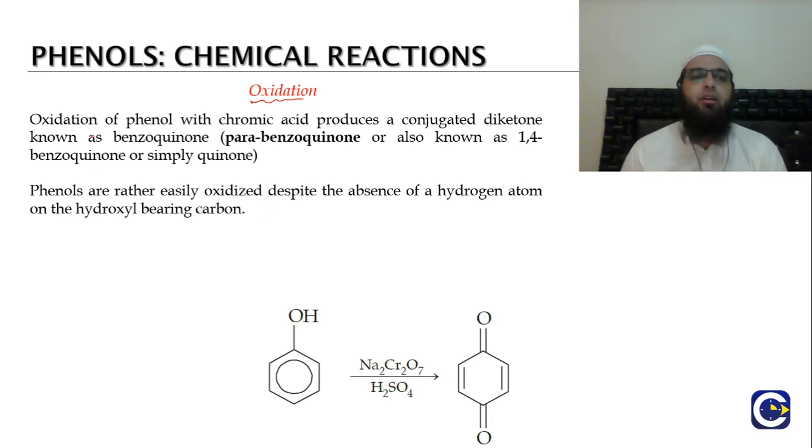So here we have oxidation of phenol done with chromic acid. We get the conjugated diketone. Okay, this is a conjugated diketone. We have the conjugation, we can see that there are alternate double bonds, so all these pi electrons are conjugated. So this is actually a diketone. We have two ketonic groups, which this particular compound is called benzoquinone.